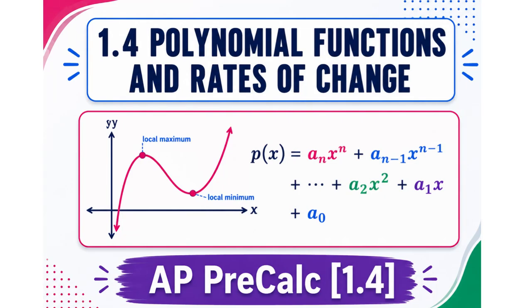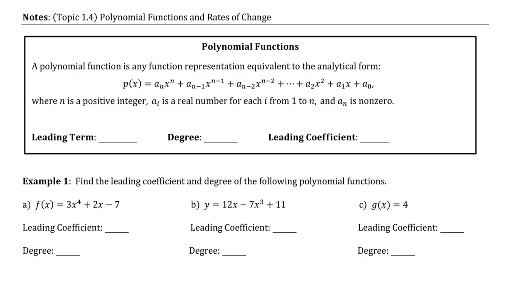Today's lesson is 1.4, Polynomial Functions and Rates of Change. Let's go ahead and start with a little bit of a review of Algebra 2. Remember, back in Algebra 2, we dealt with polynomial functions, and this was the really fancy, mathy way to write it out. It's a bunch of just nonsense, really.